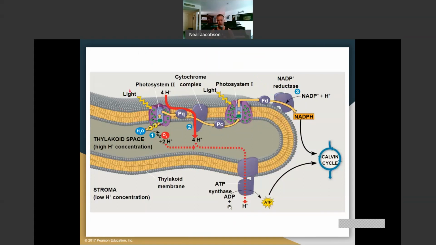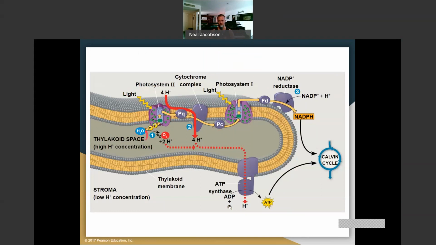Okay, so let's start with step one. Light is going to come in and strike this solar panel here called photosystem 2. Photosystem 2 is then going to take water, so this is why plants need water, and strip the electrons away from it. What that does is make oxygen gas as a byproduct, and that oxygen gas is just going to diffuse out. And so that's why plants are able to make oxygen: they take the electrons from water.